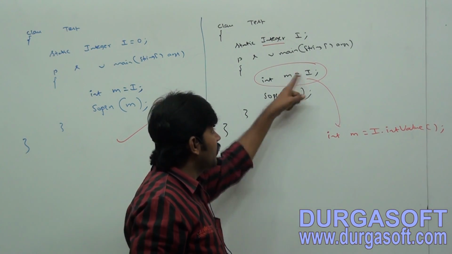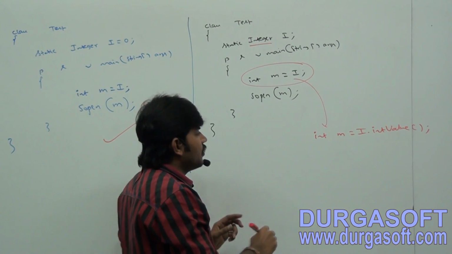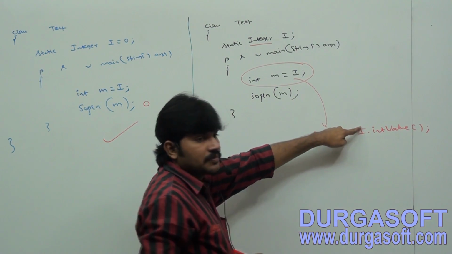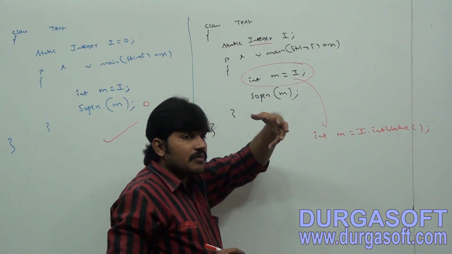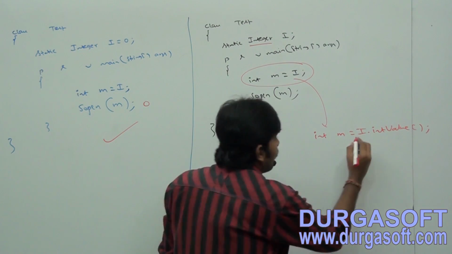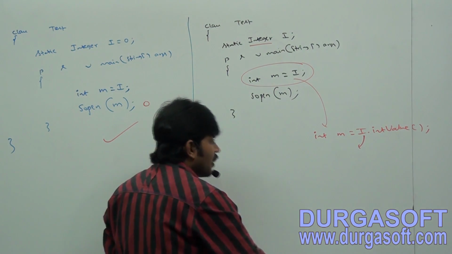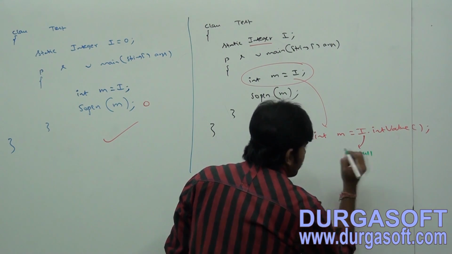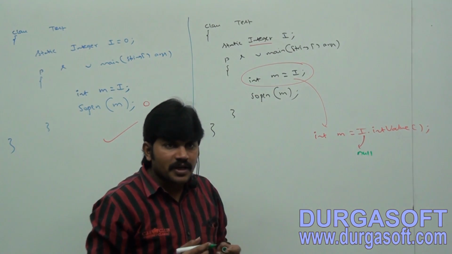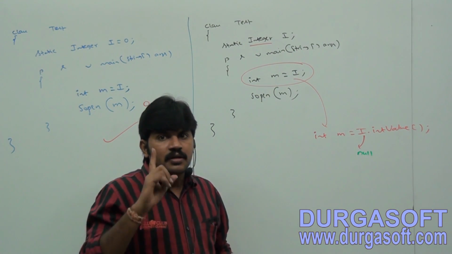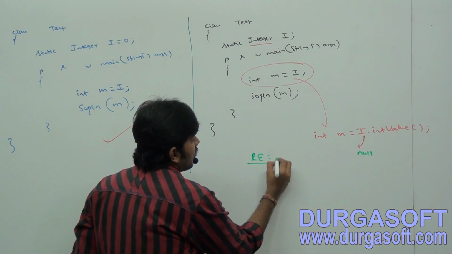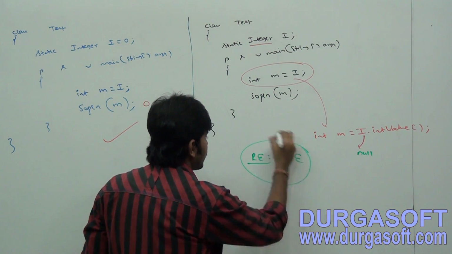After compilation, this line will become int m is equal to I.intValue. I is of type Integer, and the value of I is the default value null. On null we are calling the intValue method. On null, if any method is executed, immediately what will happen? Null pointer exception. That's why in the second case we get NullPointerException, but not 0.